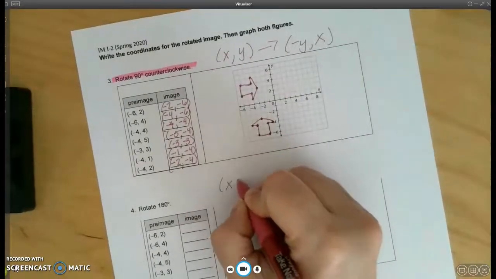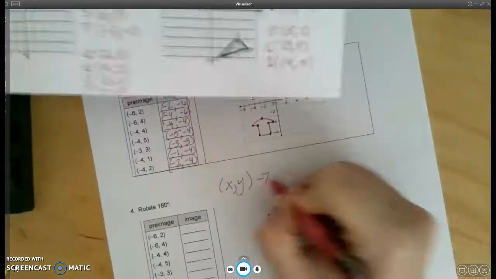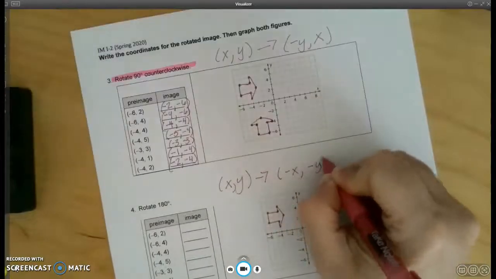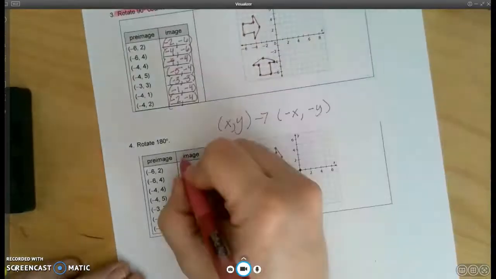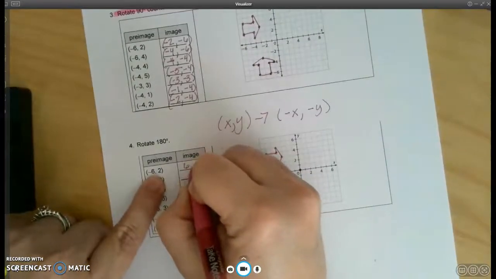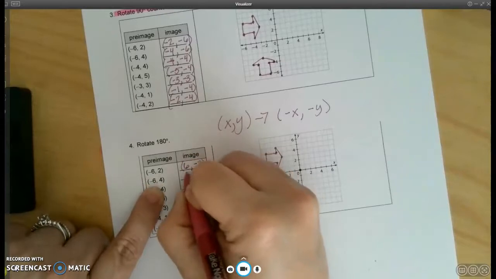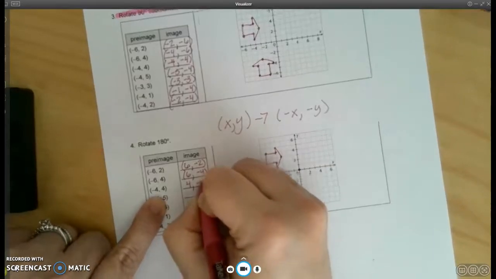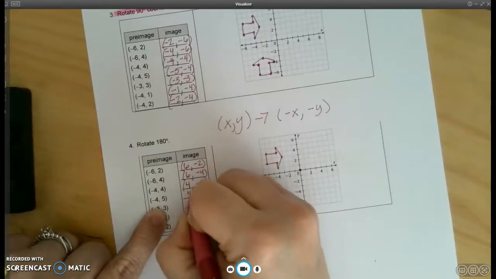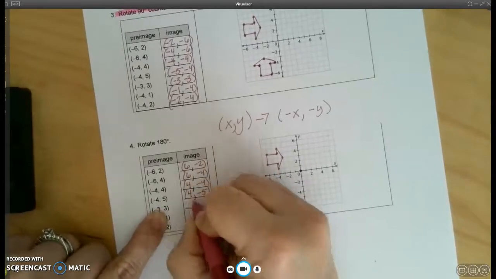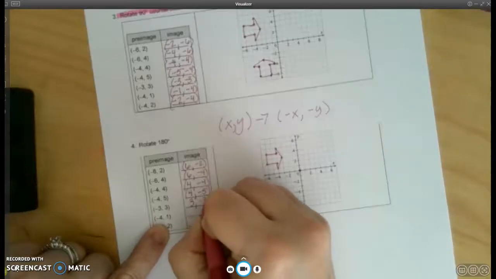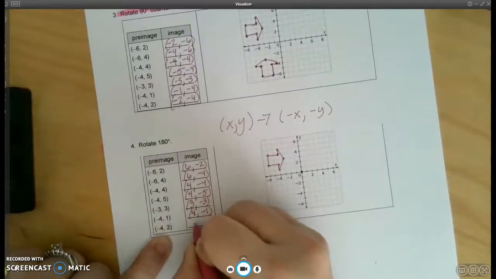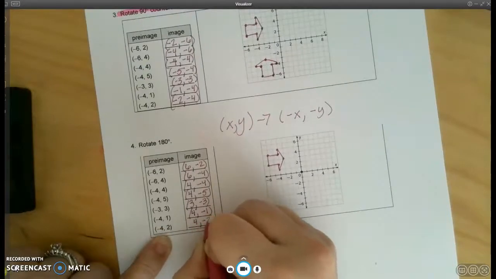That's where you take (x, y), and it becomes (-x, -y). So I'm simply changing both values. So that becomes (6, -2), (6, -4), (4, -4), (4, -5), (3, -3), (4, -1), and (4, -2).